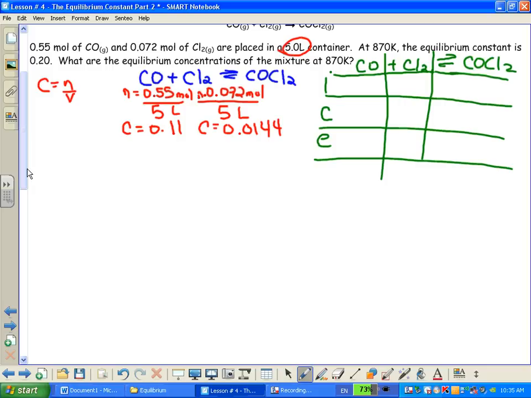So we know that the initial concentration of carbon monoxide is 0.11. We know that for chlorine we have 0.0144. And because this reaction is starting to take place, we obviously don't have any product. So your products in these situations will always start at 0.